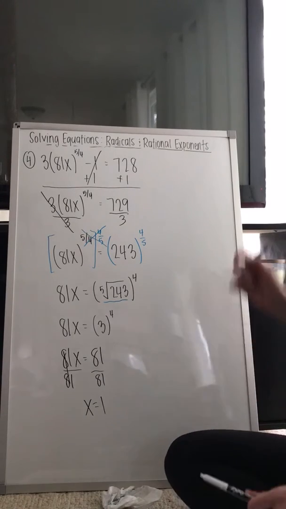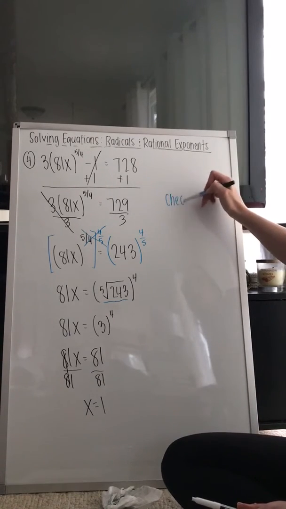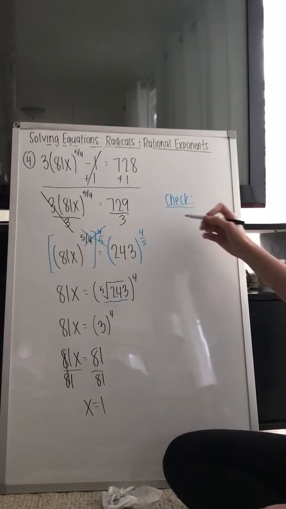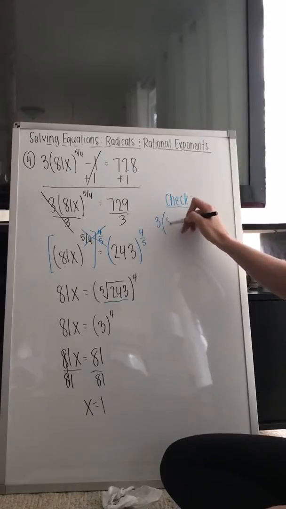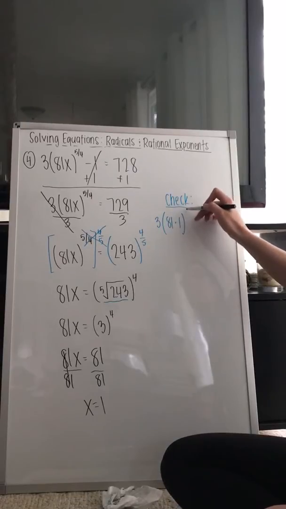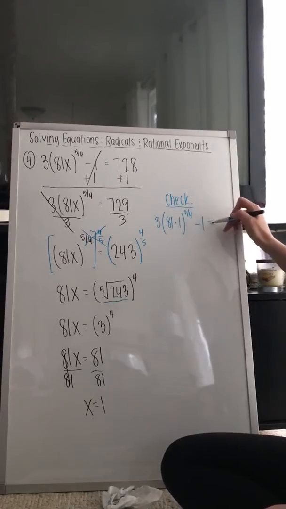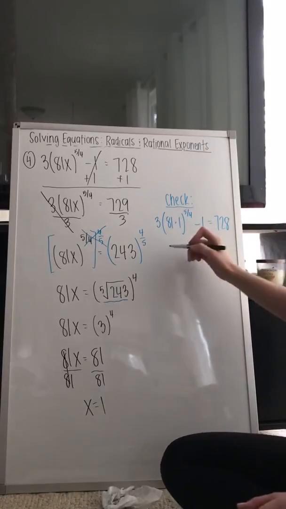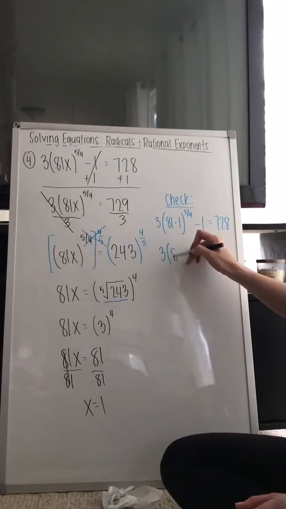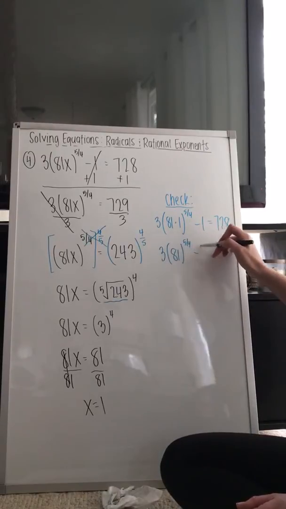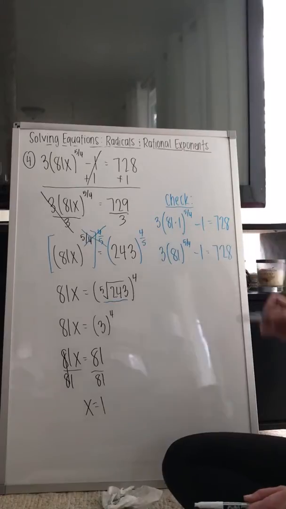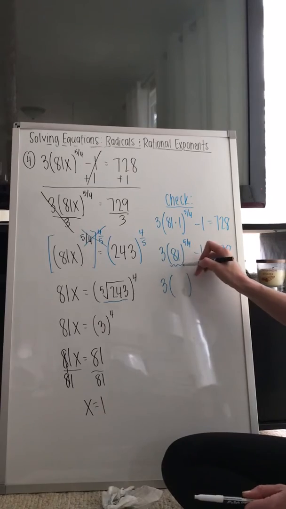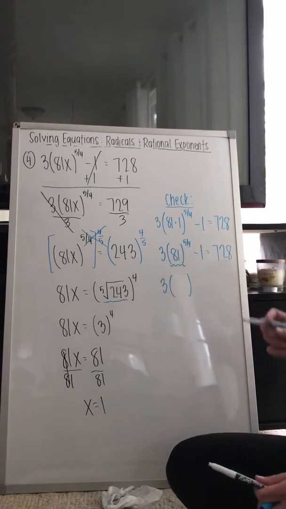Okay, not done yet though. Need to go to the check. And I'm going to go ahead and substitute that 1 back into my original equation. So 3 times 81 times 1 raised to the 5/4 power minus 1 equal to 728. I'm just simplifying again. I'm not moving things to the other side. So 3 times 81 times 1 is just 81 to the 5/4 power minus 1 is equal to 728. I'm going to go ahead and bring down the 3, and I'm going to evaluate this stuff in my calculator. 81 raised to the 5/4 power.